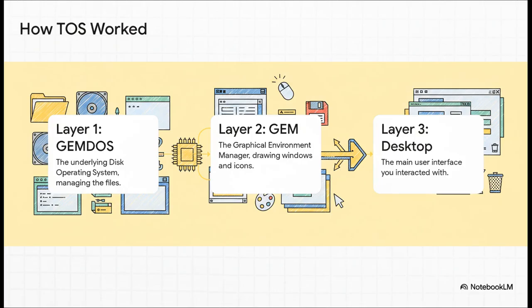So, how did this magic actually work? Well, it was all about layers. See, at the very bottom, you still had a powerful DOS called GEM-DOS doing all the file management. But sitting on top of that was the secret sauce, GEM, the Graphical Environment Manager, which Atari actually licensed from another company. GEM was the part that drew all the pretty windows, the icons, the menus. It created that whole desktop experience.